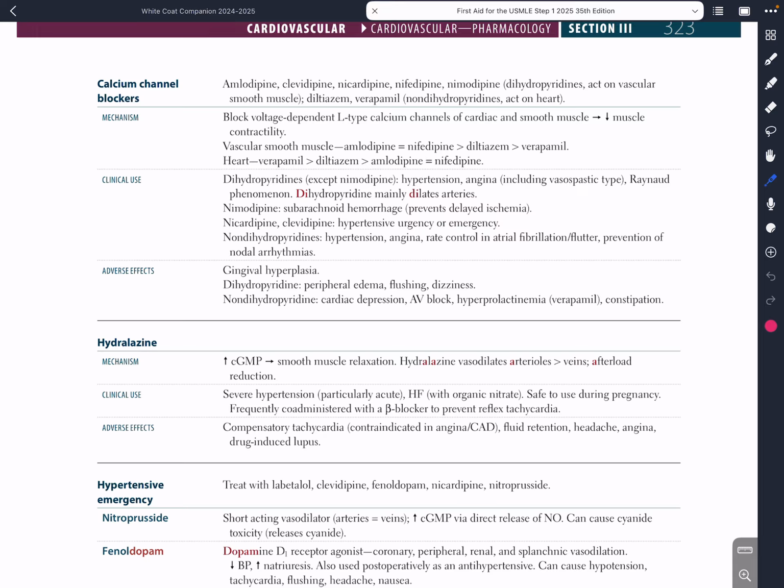Non-dihydropyridines like diltiazem and verapamil are used in hypertension, angina, rate control in AFib, atrial fibrillation, flutter, and prevention of non-nodal arrhythmias.